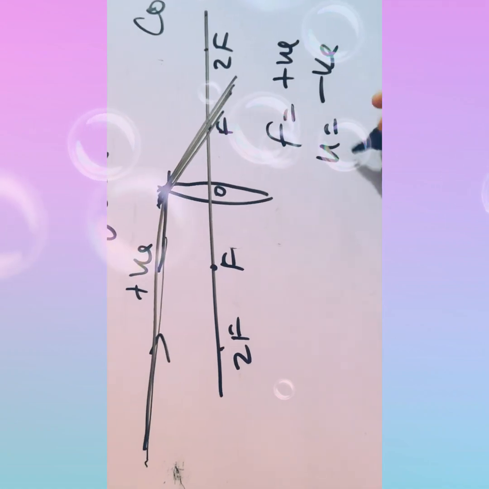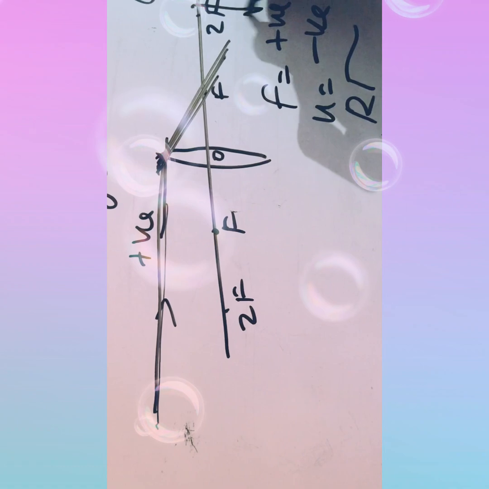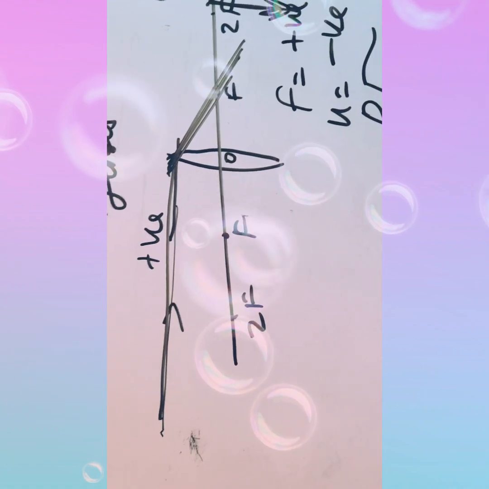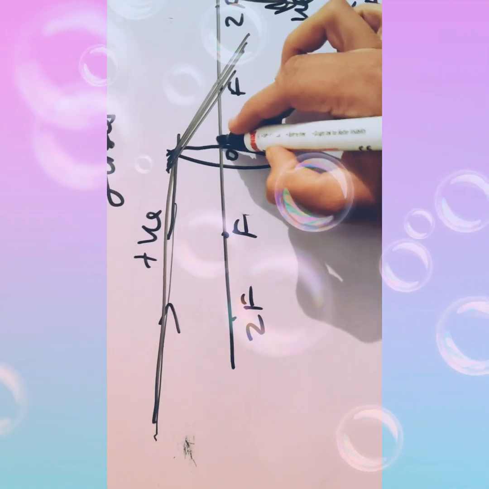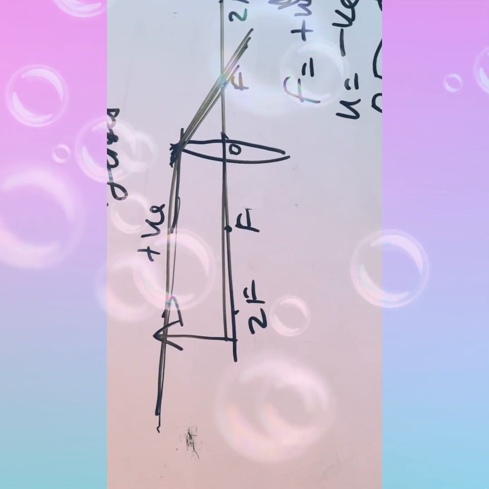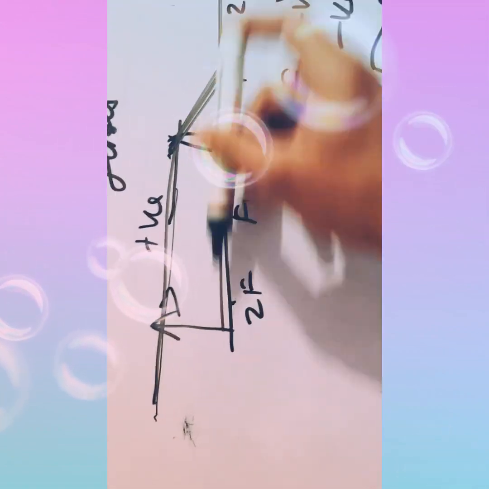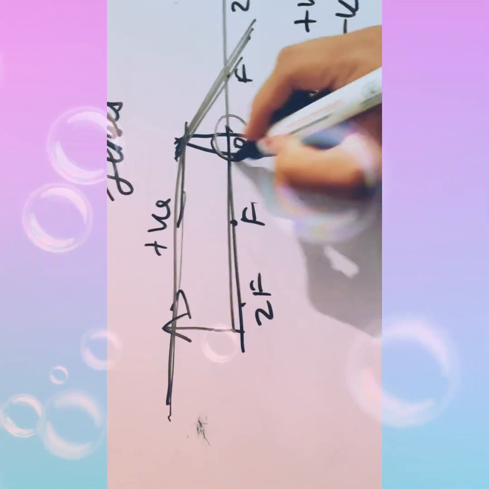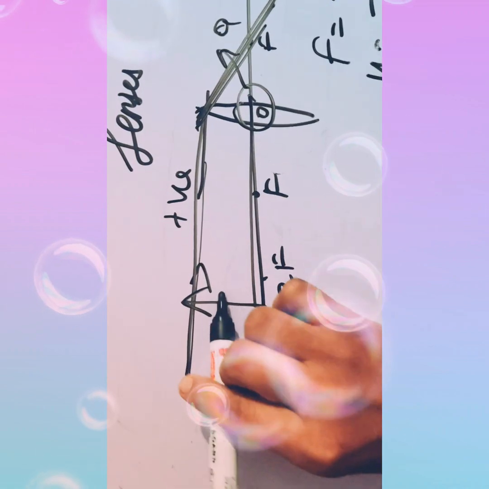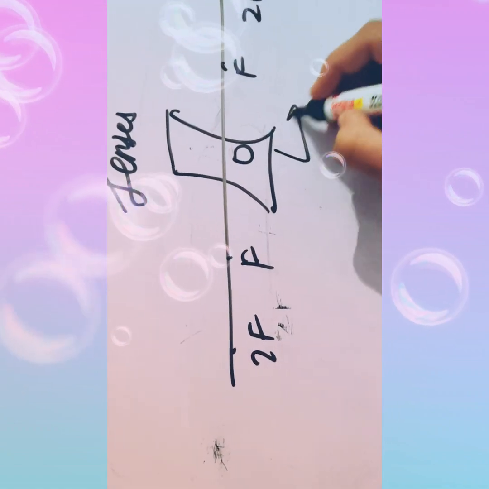When it will form a real image, it will form on the different side, so it will be positive. But when it will form on this side of the lens, on the same side, then it will be negative in the case of virtual, because it is on the same side and opposite to the direction of the light. We measure all the distances from the optical center. So from this side it's positive and this side is negative. Same goes with the case of the concave.